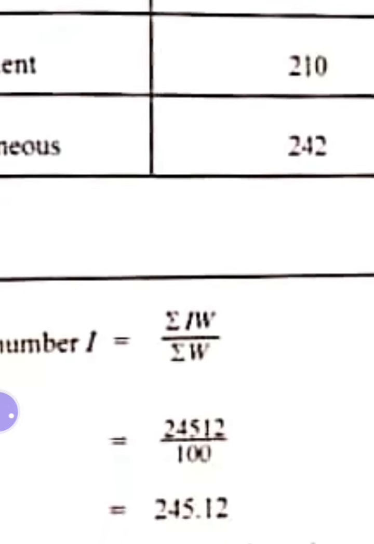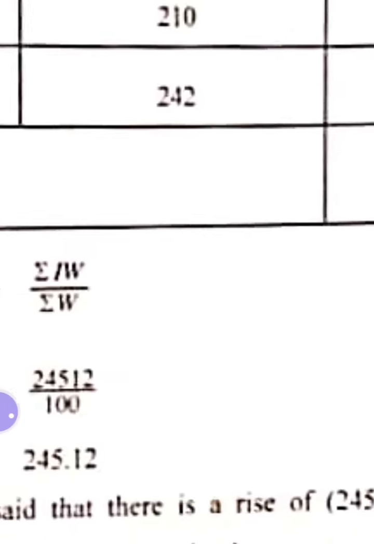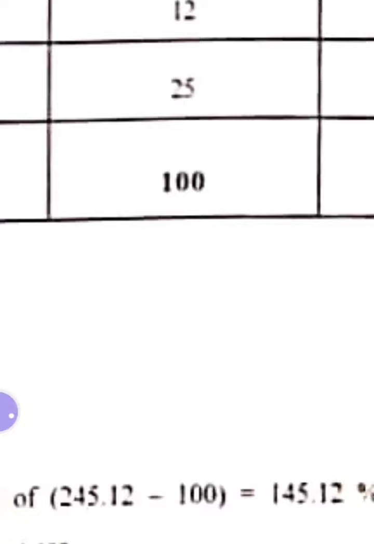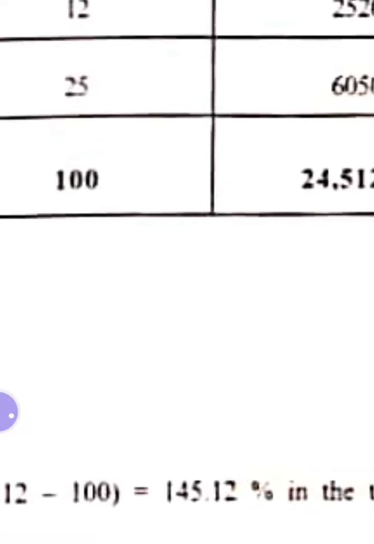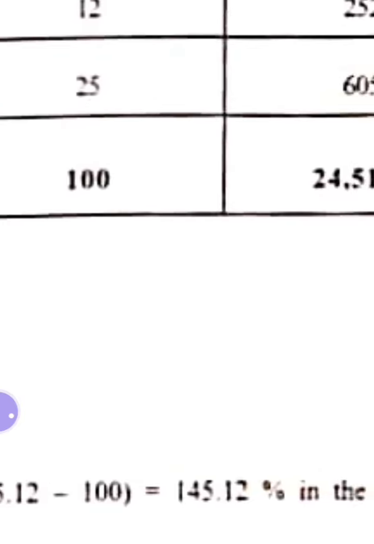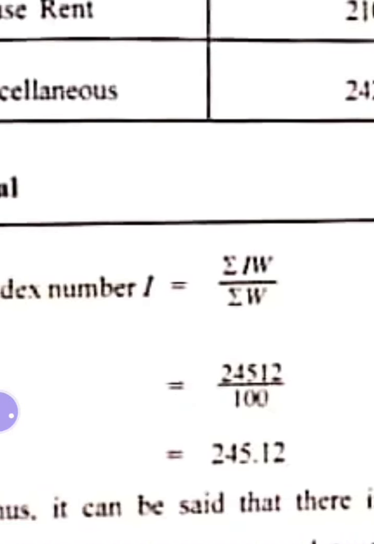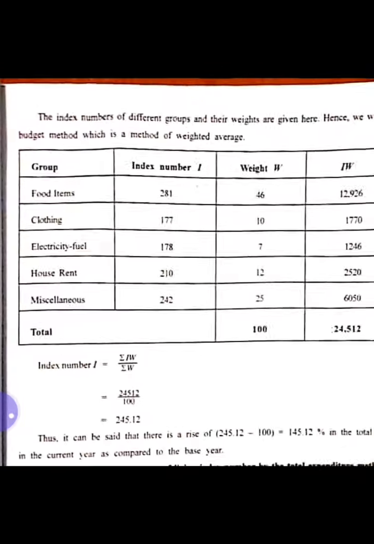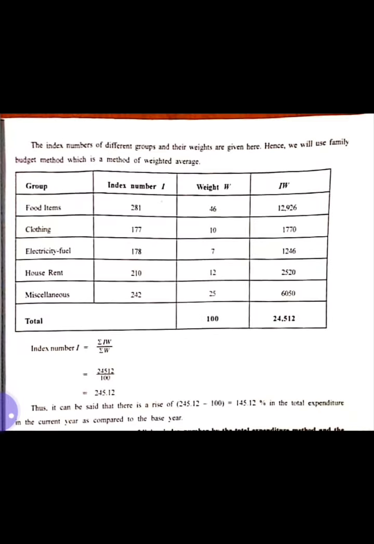245.12. Now we can see the percentage increase or decrease. It is an increase because it is more than 100. So 245.12 minus 100 gives 145.12 percent rise in the total expenditure in the current year in comparison to the base year. So it was one of the simplest sums, to find the cost of living index number by the family budget method. As we have seen, we use the same formula, sigma IW upon sigma W. That is our 17th sum.